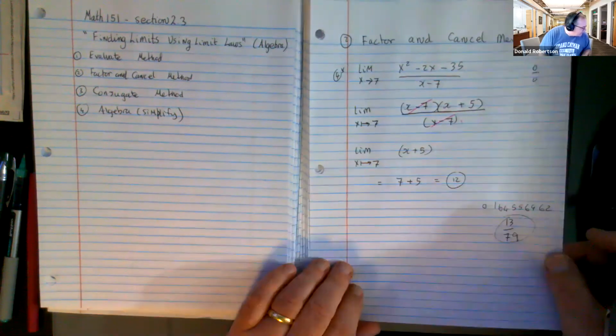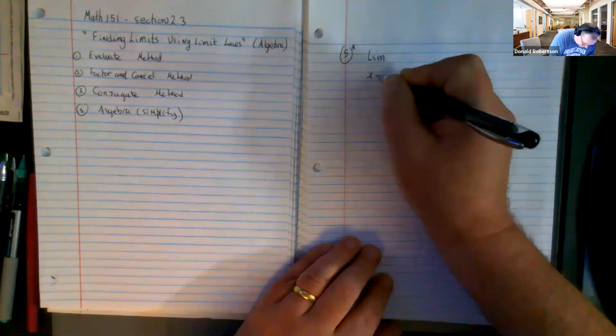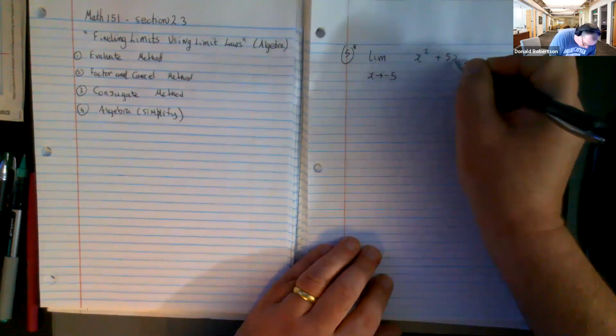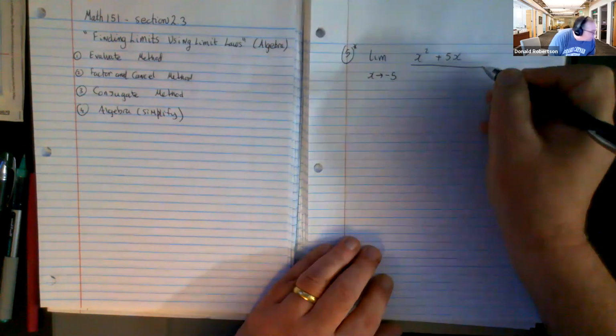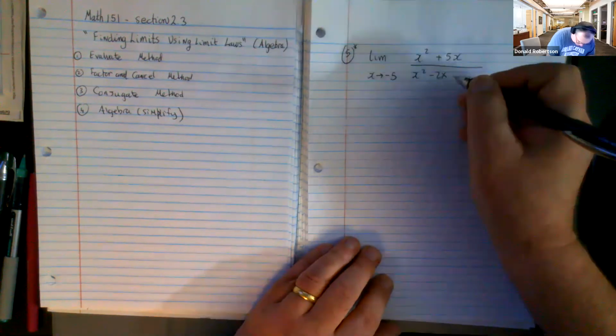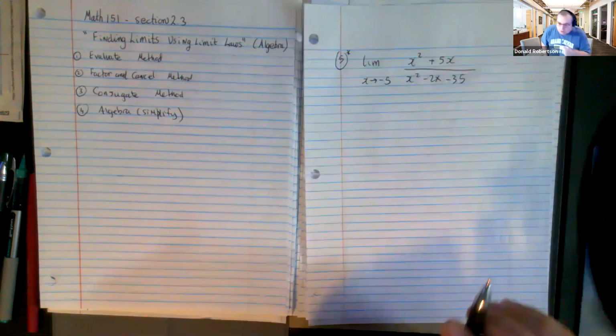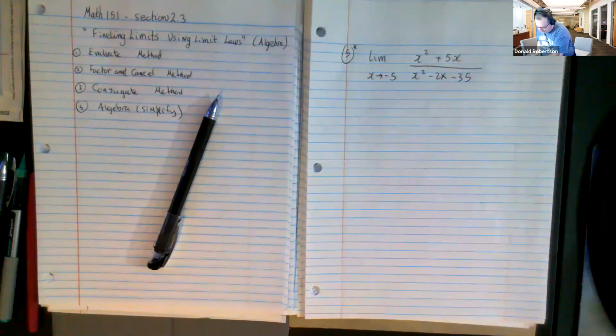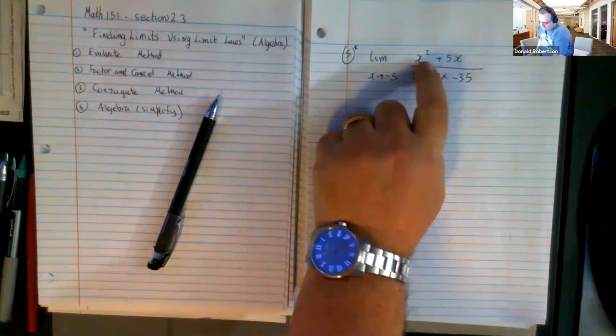Let's do another factor and cancel. Let's try this fella. This is a version of question 5. The limit as x tends to -5 of x squared plus 5x over x squared minus 2x, take away 35. Okay. No pressure. You got 1 minute. Do that one. I'll do it with you later. Find that limit, factor and cancelling.